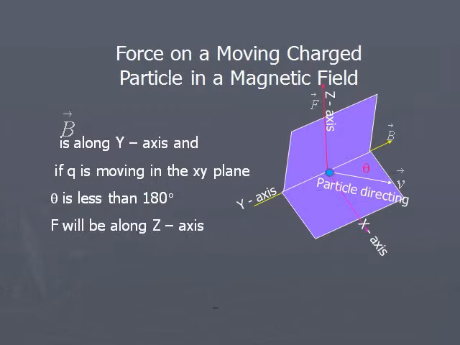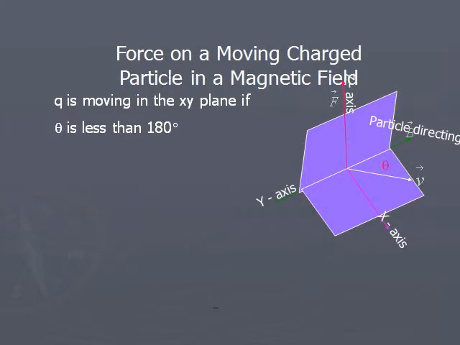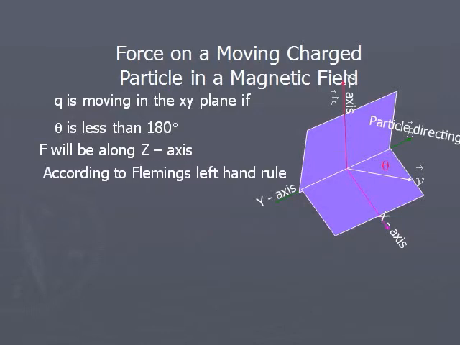The positively charged particle is moving in the xy plane, in the plane of the screen, at an angle theta with the direction of the field. So the force will be along the z-axis, perpendicular to the plane of the screen. The force will be out of the screen if the angle is less than 180 degrees, and into the screen, negative direction of z-axis, if the angle between B and V is greater than 180 degrees.